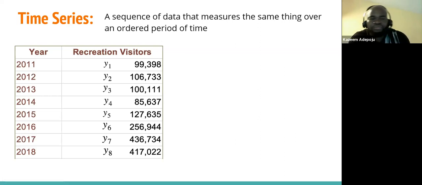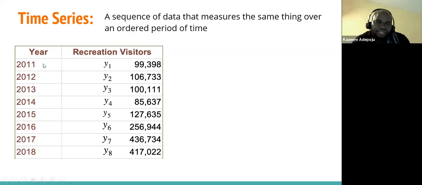And you know what? That is the reason why I define a time series as a sequence of data that measures the same thing over an ordered period of time. I want you to look at the words "the same thing." The same thing here is the visitors. We're interested in the recreation visitors right here. That is the same thing we're talking about, but over an ordered period of time, from 2011, 2012. These are ordered.